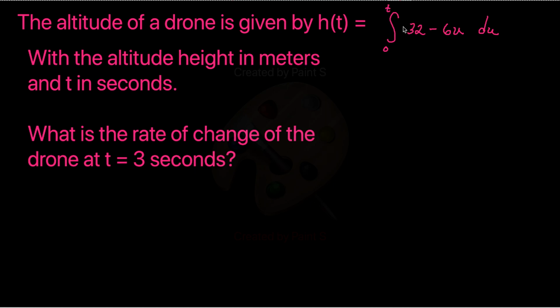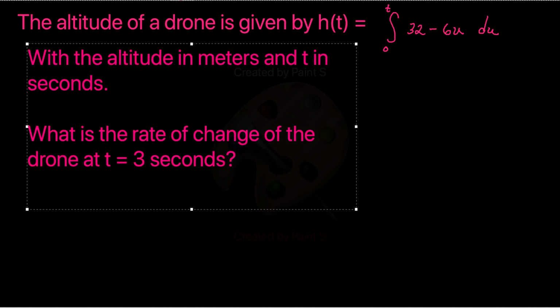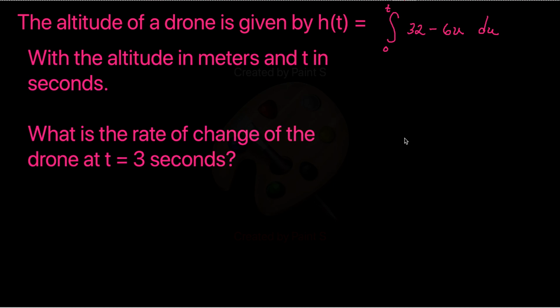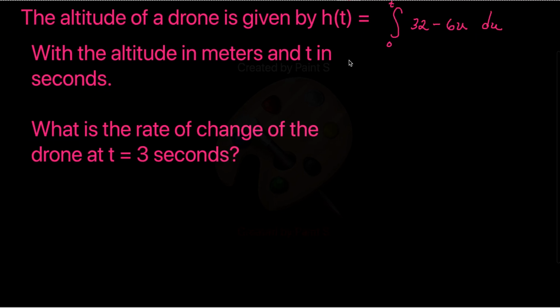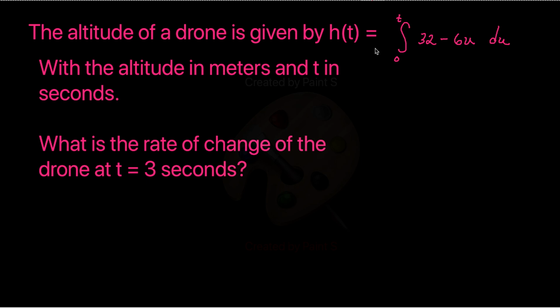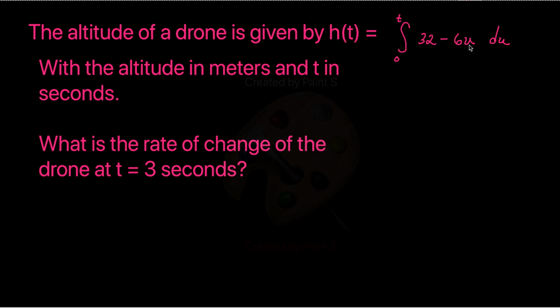So at 1, I'd plug in 1 here, and I'd find out what this integral is, and then that would give me the altitude, the height of the drone. The altitude in meters, or the height in meters, whatever. Altitude, height, same thing. Okay? Now, again, this is the height of the drone after t seconds. It's given by this function, and u is just the dummy variable, if you like.